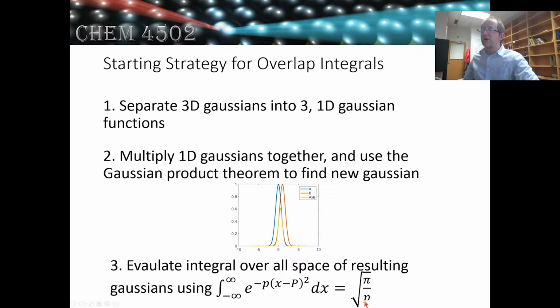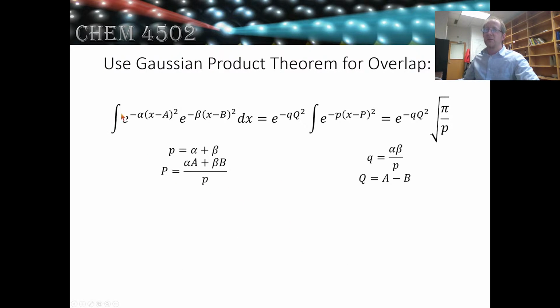So let's look at the Gaussian product theorem in a little bit more detail. If I have a Gaussian function centered at A with exponent alpha, and a Gaussian centered at B with exponent beta, and I multiply them together, what I'm going to get is some prefactor and a new Gaussian. And I can take the integral of the new Gaussian just by knowing its exponent, and I'll get the following result for my total overlap integral.